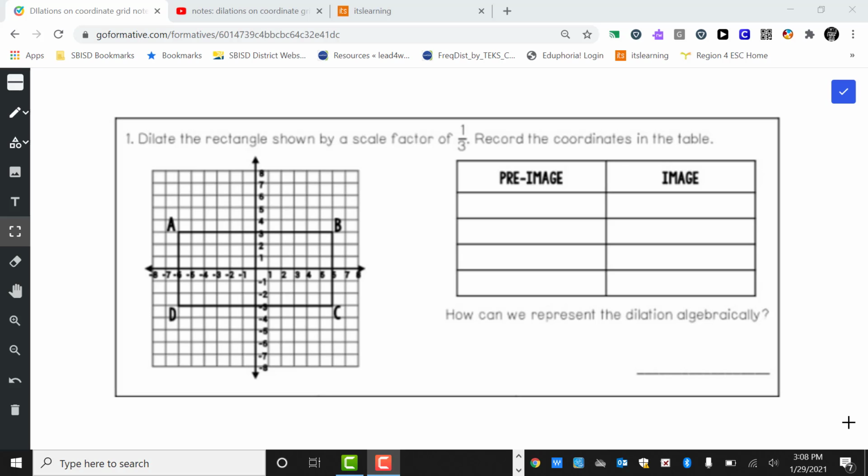Okay, now we're going to do an example of how to dilate a figure given a scale factor on the coordinate grid. So this is our pre-image and it's a rectangle and we have points A, B, C, D. So in order to dilate it, I need to write down all the ordered pairs for each point. So let's start with A.